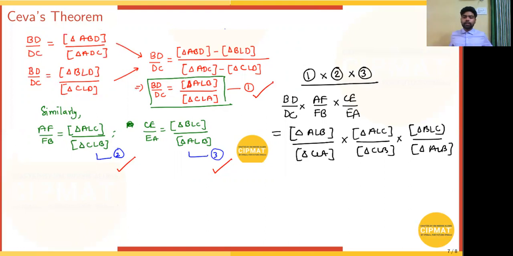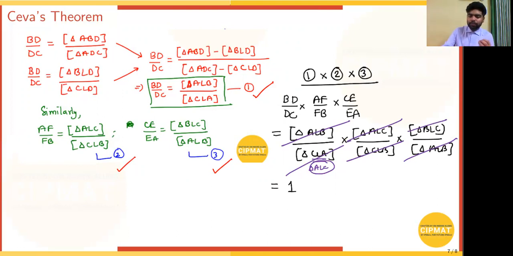Now look into this equation very carefully. You see over here, ALB and ALB get cancelled with each other. Similarly, you see CLA, which is the same as area of triangle ALC. This is the same as this one, so this can cancel with this. And of course, this will cancel with this. So I will be left with what? I will be left with a 1.